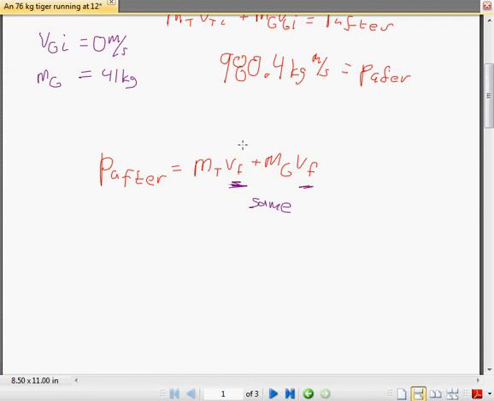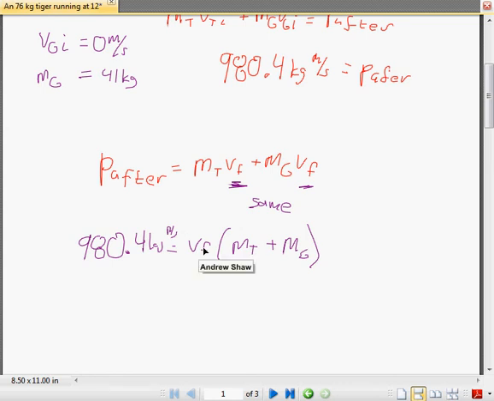Now what you can do is pull these like terms out and rewrite this as M_T plus M_G, times V_F, equals P after. But we know what P after also equals, guys. It equals this: 980.4 kg meters per second. So now just plug in your masses here. You know your two masses and solve for V_F, and that's going to be the velocity there.